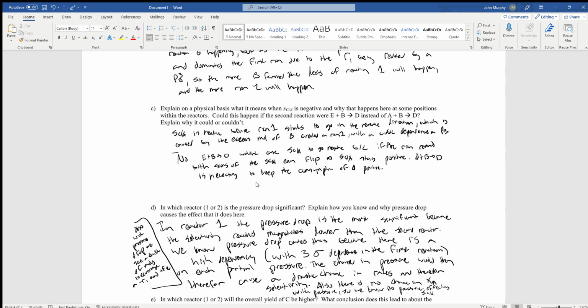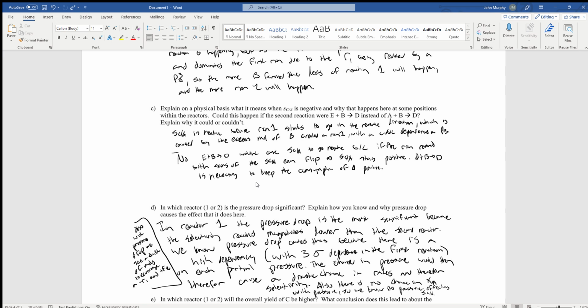Now, producing A would be keeping the same sign for selectivity if there wasn't reaction 2, which is going to be instead a removal of A to produce some other chemicals we're not really interested in. So that answers the second part of the question, where the selectivity of C to A wouldn't be negative if we replaced it with E plus B to D, because there would be no removal of A.